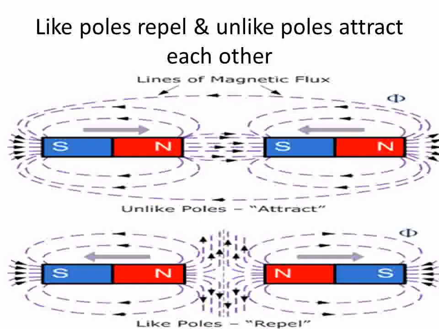Like poles repel and unlike poles attract each other. Two magnets are shown. The North pole of one magnet is toward the South pole of the other magnet. Then lines of magnetic field start from the North pole of the magnet and go to the South pole of the other magnet, and there is a force of attraction between North pole and South pole.